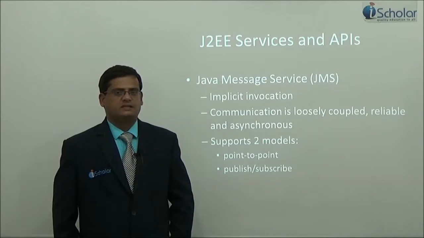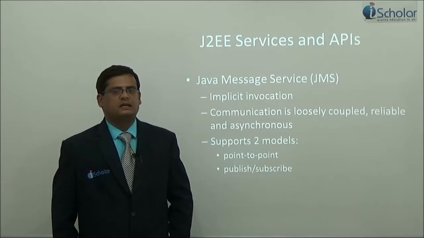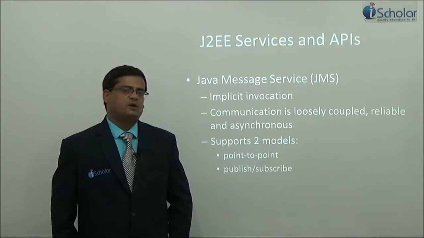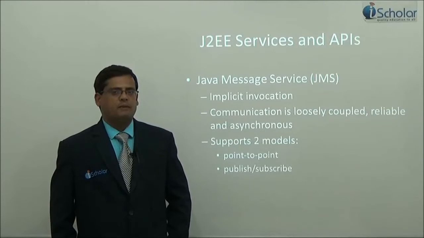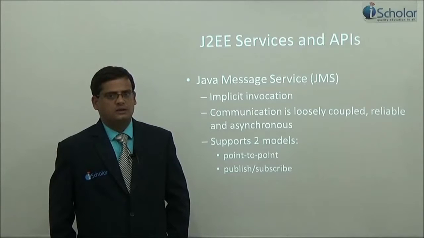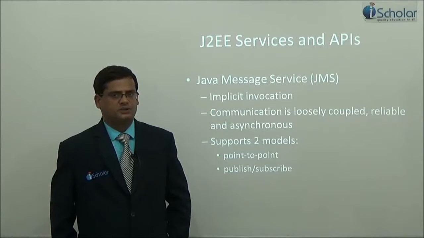When we talk about J2EE services and APIs, Java Message Service is another part of J2EE services. JMS can be implicitly invoked. It can set up communication through a loosely coupled, reliable and asynchronous system. It supports two models, point-to-point and publish-subscribe.